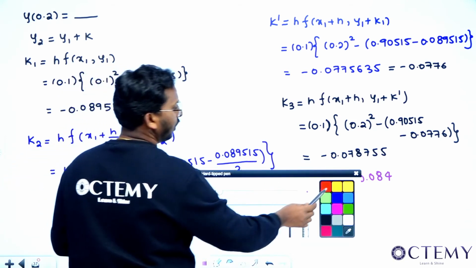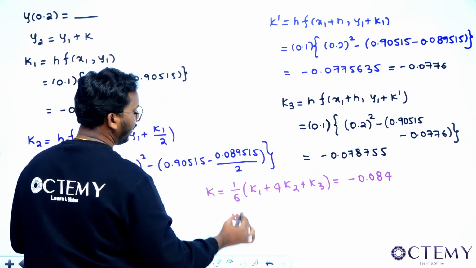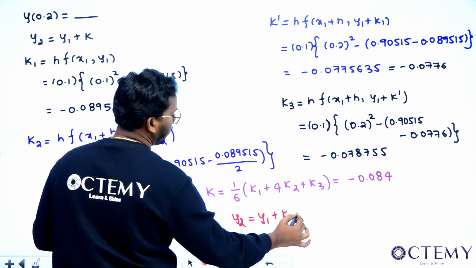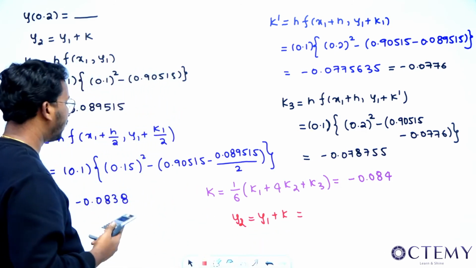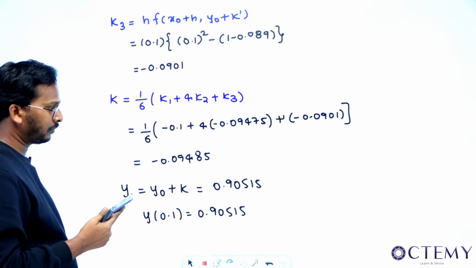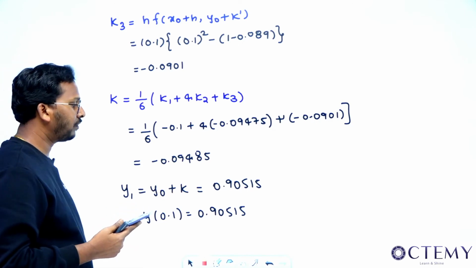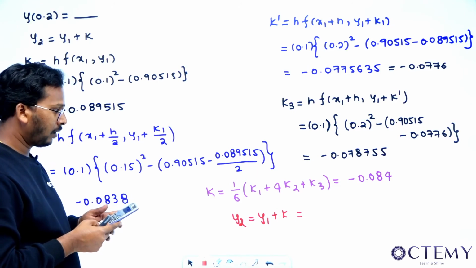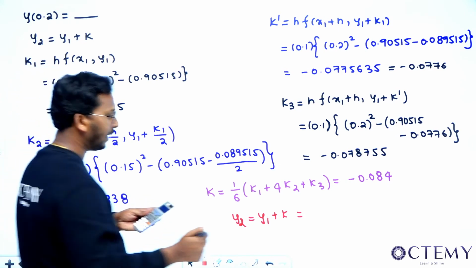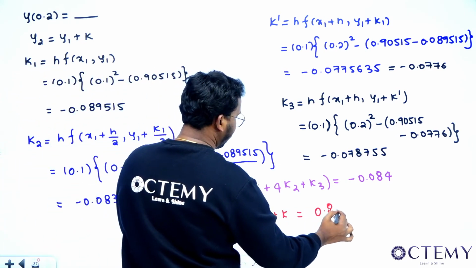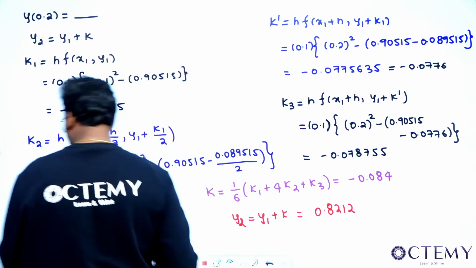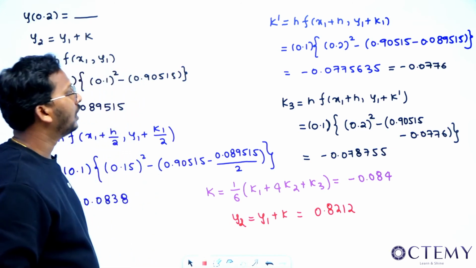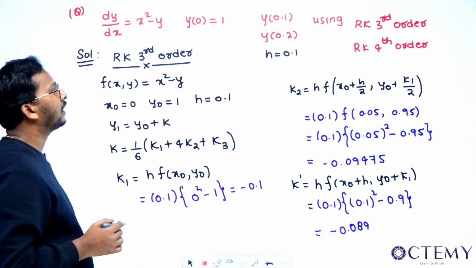If this is your K, then see what will be your Y2. That will be Y1 plus K. So what is Y1, sir? Y1 is 0.90515, plus the answer. You will get Y2 as 0.8212. This is exactly right, sir. So this is a lengthy process of doing the Runge-Kutta third order method.